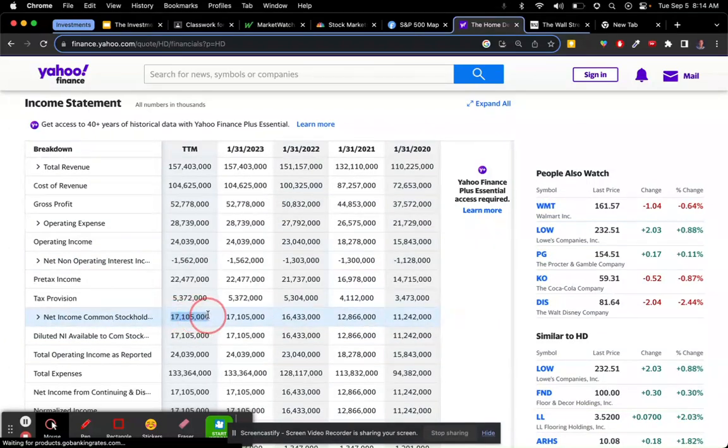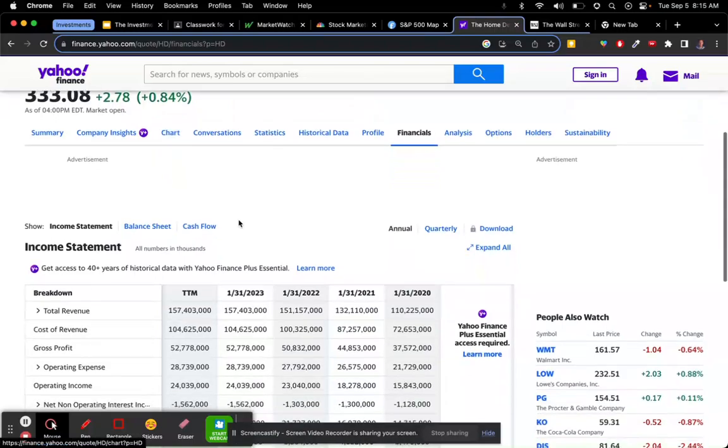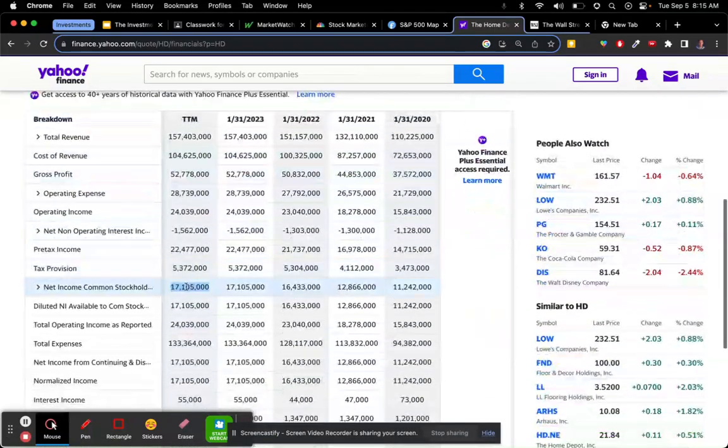Okay, so it says that Home Depot, after they've paid all of their expenses, all of their cost of goods, has $17 billion of net income to common stockholders. That would be people who own shares of the company. Okay, so it would make sense that if a company is that profitable, I would probably overpay for that company. Now, would I overpay for it by almost 300x? Maybe, maybe not. That's an individual choice depending on how you feel about the company.